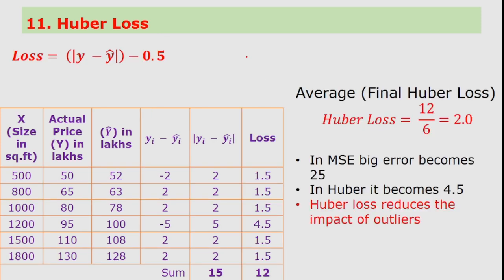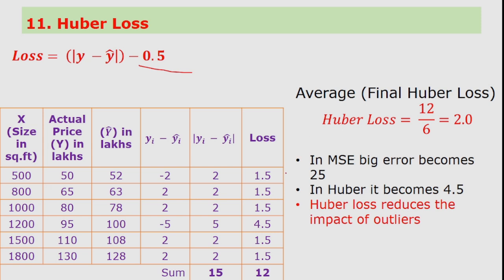So if we go with MAE in this case, mean absolute error, how can we calculate the loss? Same way, the absolute error difference is 2. 2 minus 0.5, you are getting 1.5. Again 2 minus 0.5, it's 1.5, and we can proceed with that. And 5 minus 0.5, where that 0.5 comes from the equation, it is 4.5. And if you sum the absolute errors and the losses, it is 15 and 12.